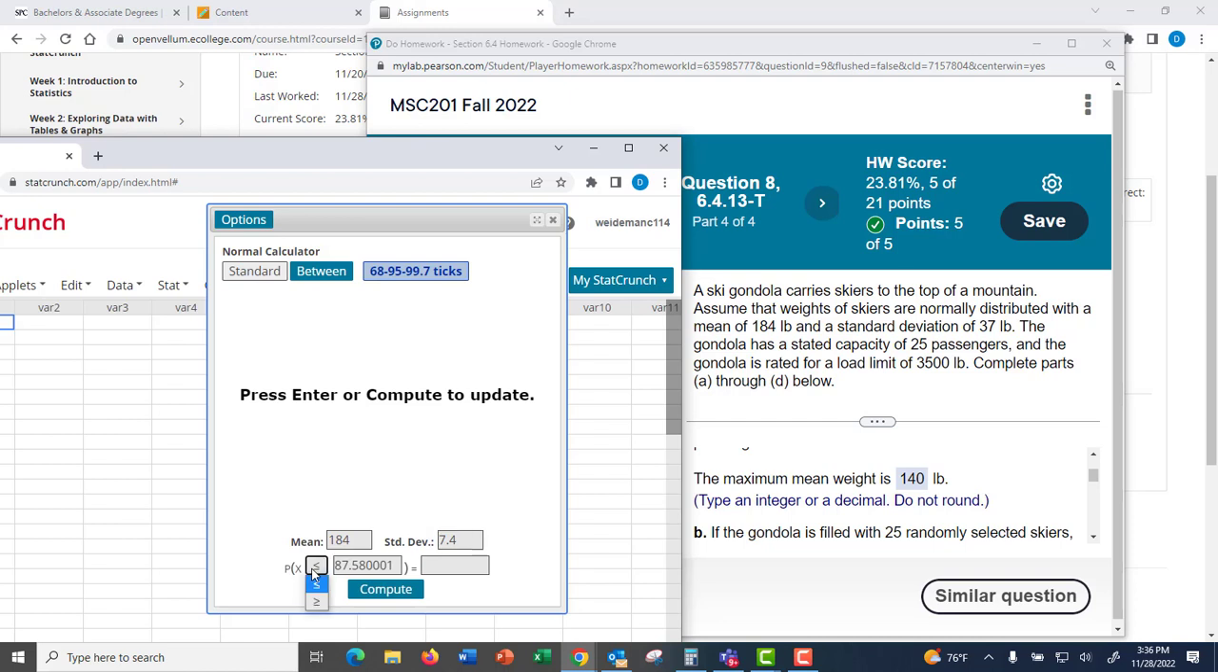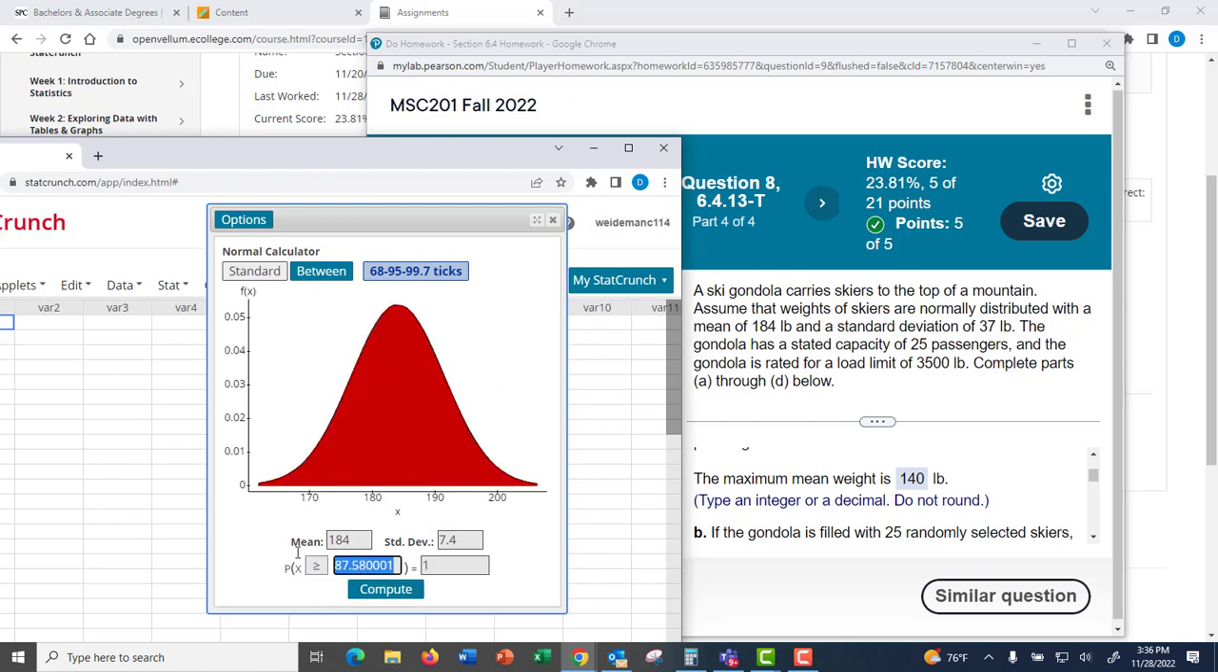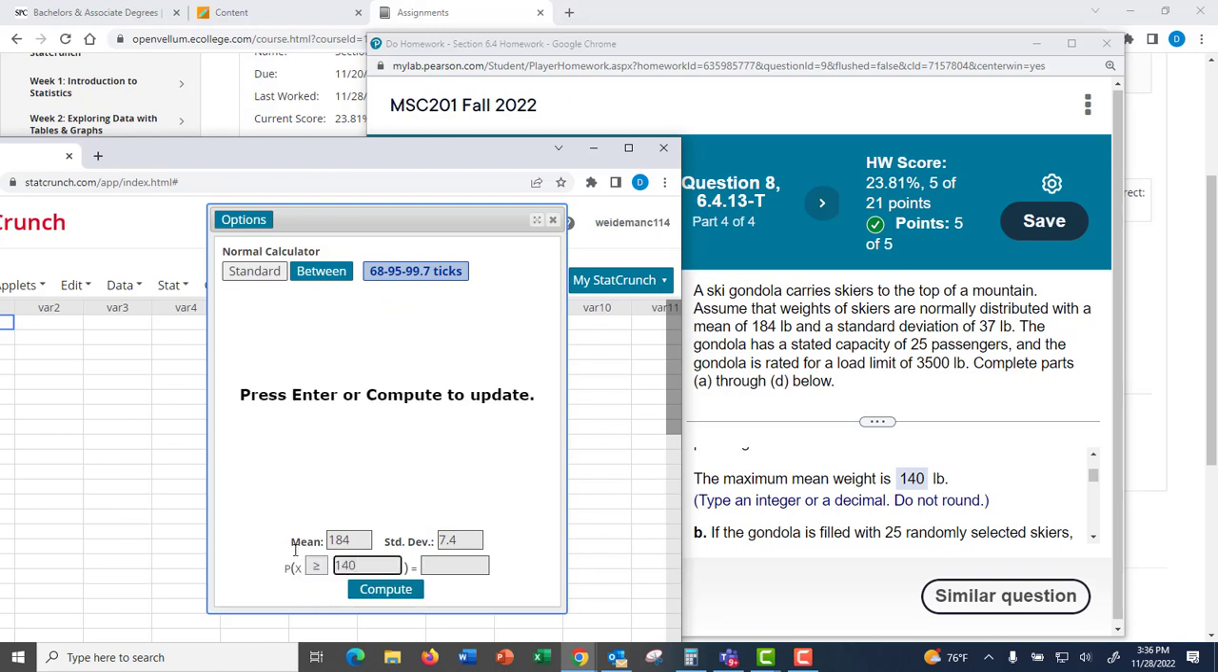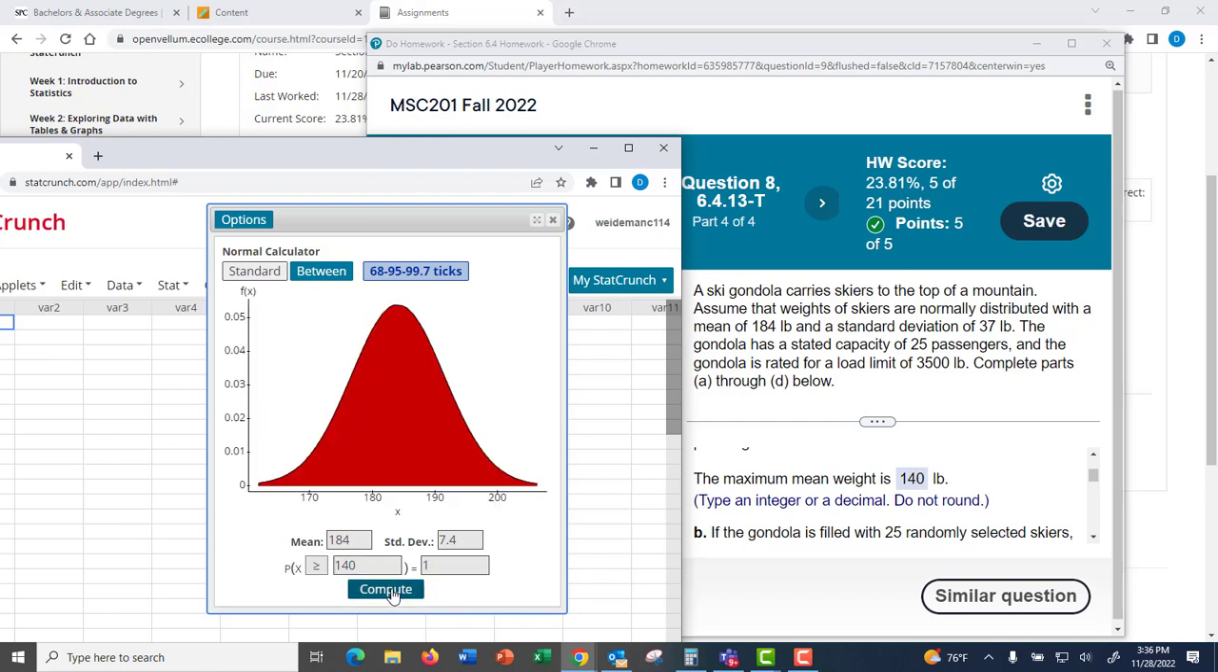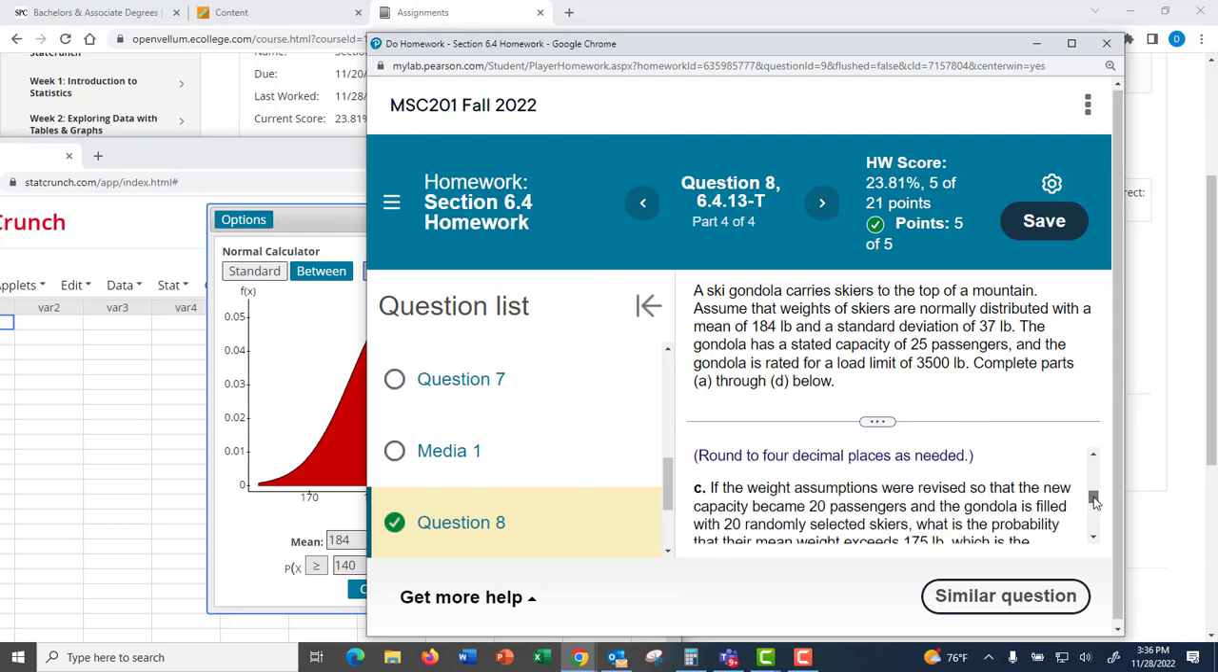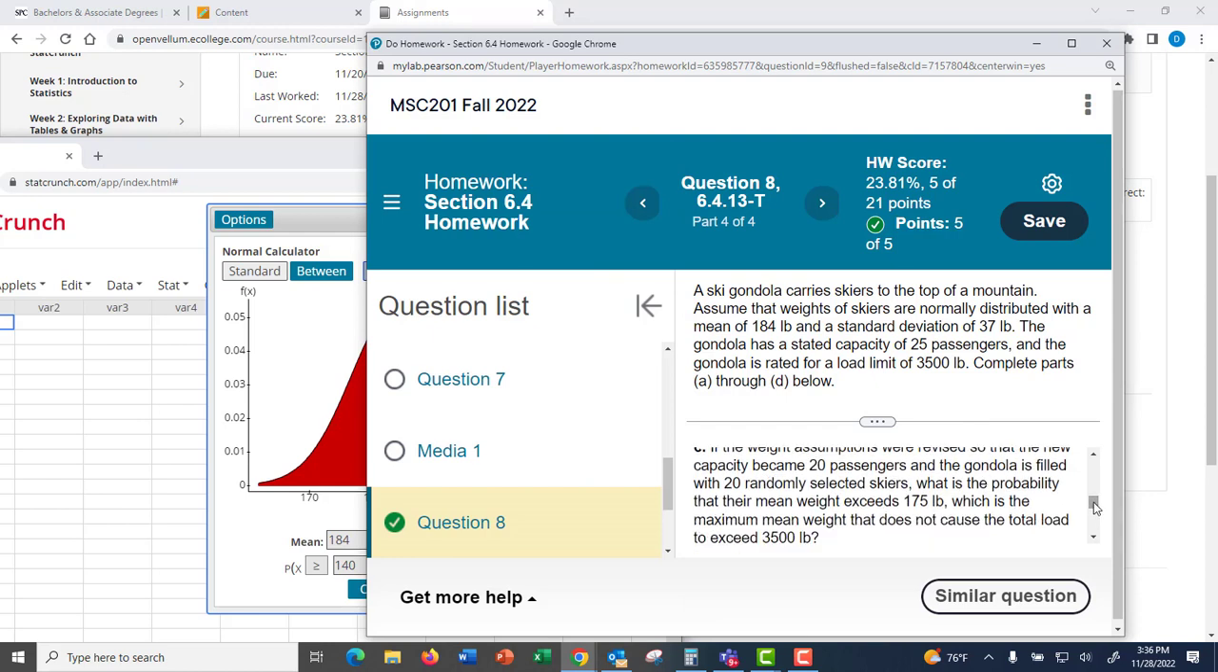And I want to know the probability that the mean weight is greater than the 140 pounds that I said was the maximum mean weight. And I get a probability of 1, which is not a good thing. So that means it's almost certain that the gondola is going to be overloaded if we put 25 people on. So what's going to happen? So they said, okay, well, let's change it now. Let's say we're only going to put 20 people on. And now when you take 3,500 and divide by 20, you get a maximum mean weight of 175.